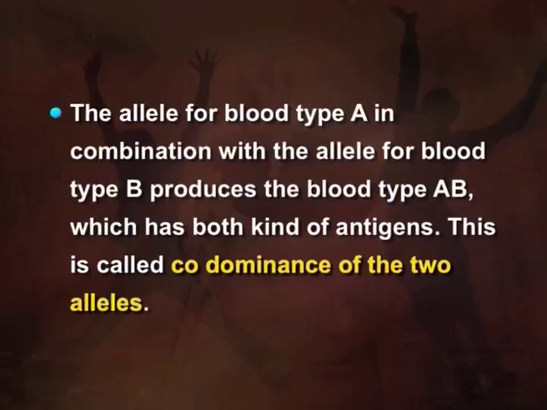The second possibility is that both alleles will express their traits simultaneously. For example, the allele for blood type A in combination with the allele for blood type B produces the blood type AB, which has both kinds of antigens. This is called codominance of the two alleles.